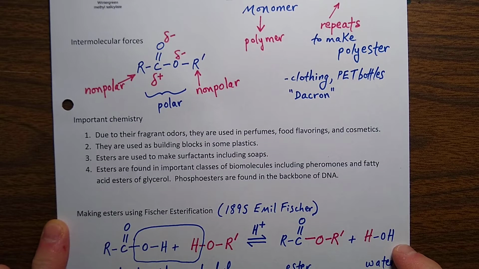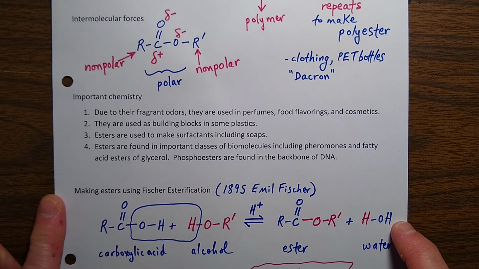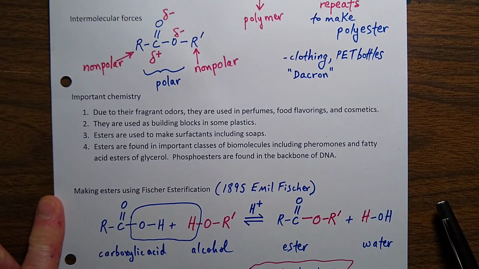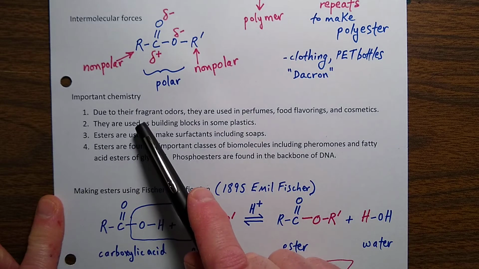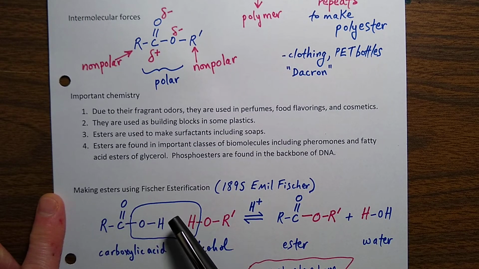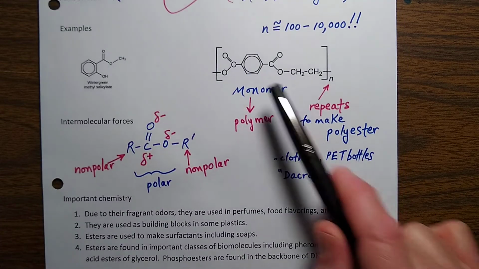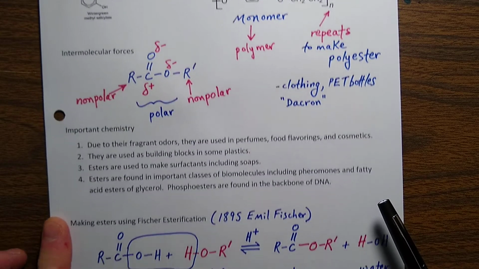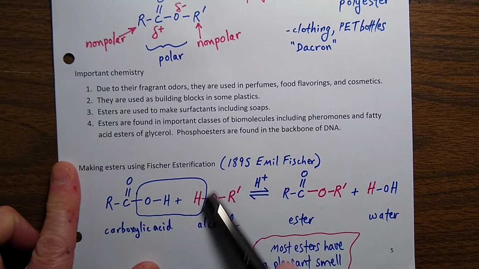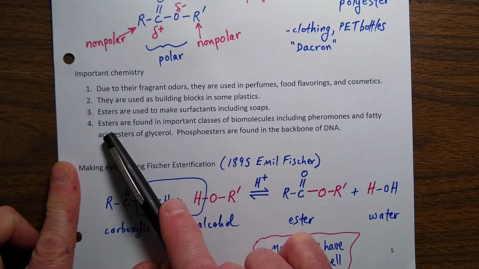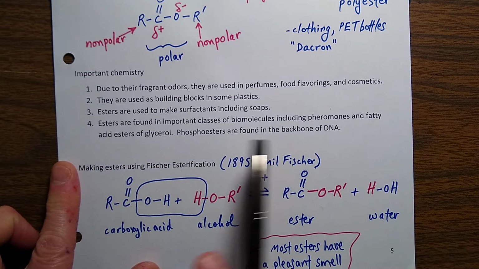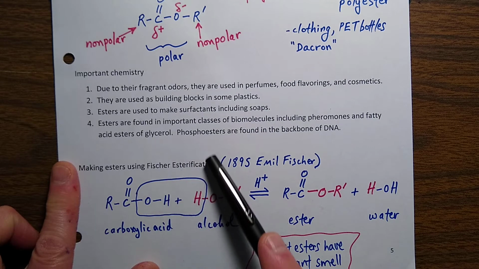So anyway, what I was talking about last video when it abruptly ended was some of the characteristics of esters, and they generally smell well. They're used in perfumes and food flavorings and cosmetics. They're used, as you know, as building blocks of plastics and polymers, polyester. They're used to make surfactants, including soaps. Esters are found in an important class of biomolecules, including pheromones and fatty acids of glycerol.